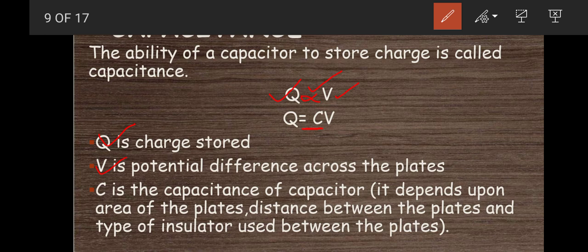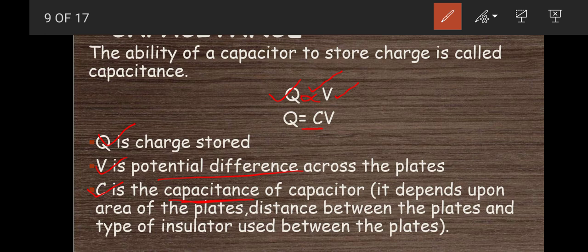Across the plates means one is having positive potential and the second is having negative potential, because different polarity of charges is present on both of the plates. So there is a potential difference between the plates. And C is the capacitance of the capacitor, the ability of the capacitor to store the charge.